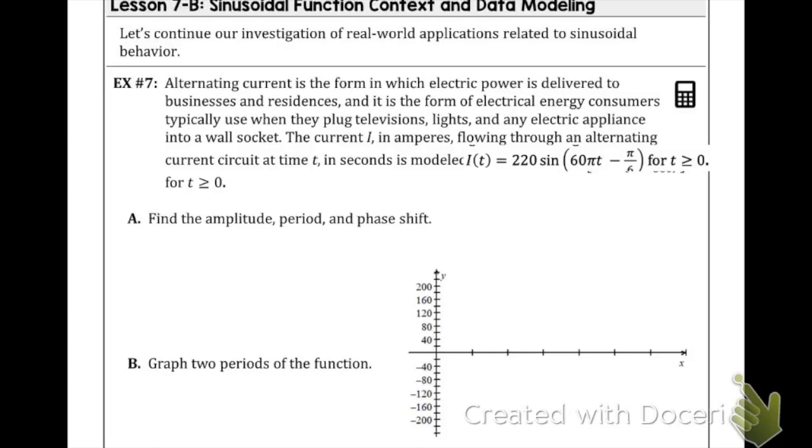Hi, welcome to your Unit 3, Lesson 7B notes. We're going to continue our investigation of real-world applications related to sinusoidal behavior. So let's go ahead and start with example 7.